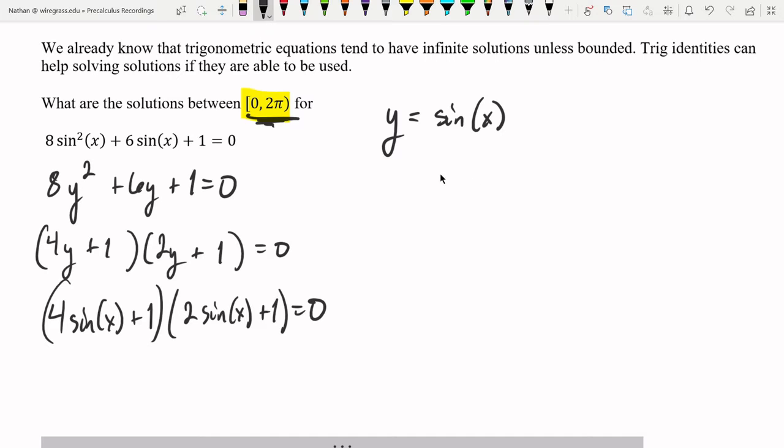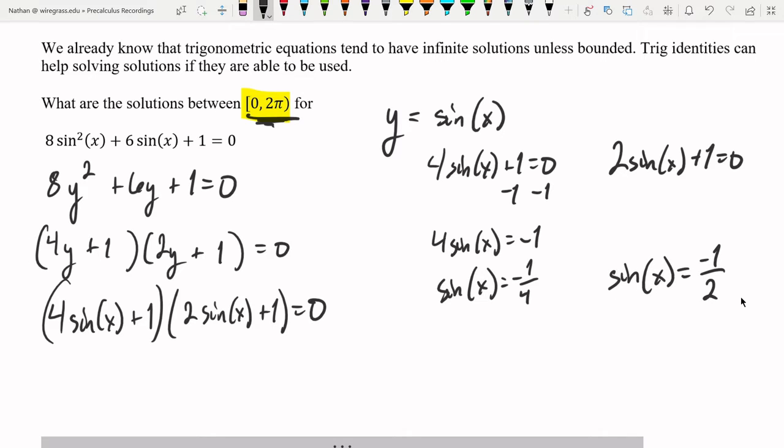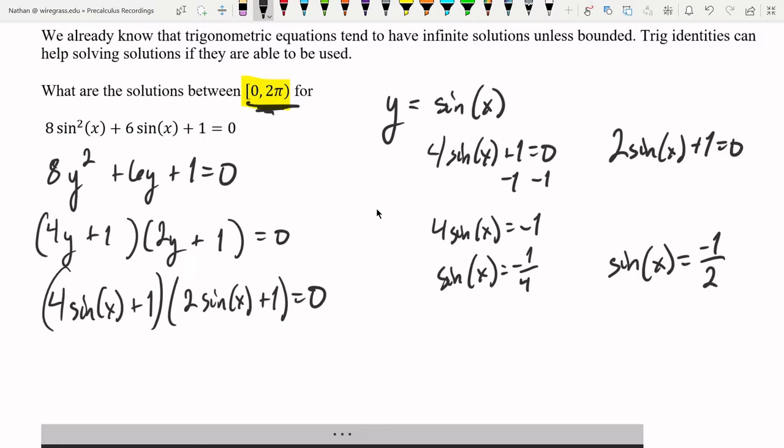Okay, so for 4 sine x plus 1, the only way this can equal 0 is if this portion equals 0. Subtract 1, and then divide by 4. So we get sine x equals negative 1/4. And of course, we are looking for also 2 sine x plus 1 equals 0. Same process, subtract 1, divide by 2. We get sine x equals negative 1/2. Okay, looking at these two portions, we have sine x equals negative 1/4 and sine x equals negative 1/2.